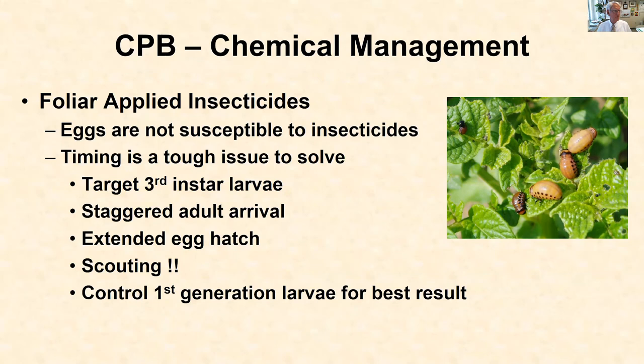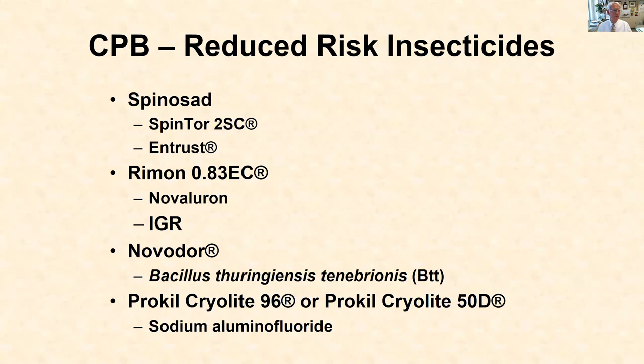There are some reduced risk insecticides. These might fit into your organic treatment program. The spinosad, sold as Entrust, is an interesting one. You're not applying a bacteria, you're applying a bacterial fermentation product. So this is something that came from a bacteria, but it's not the bacterium itself.